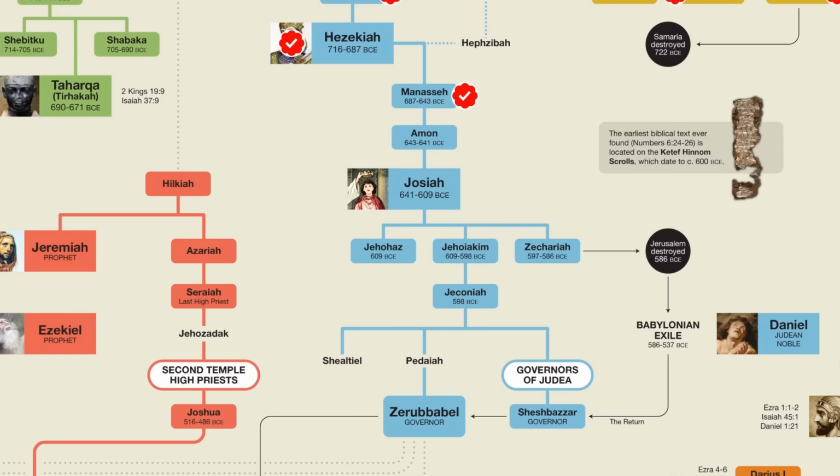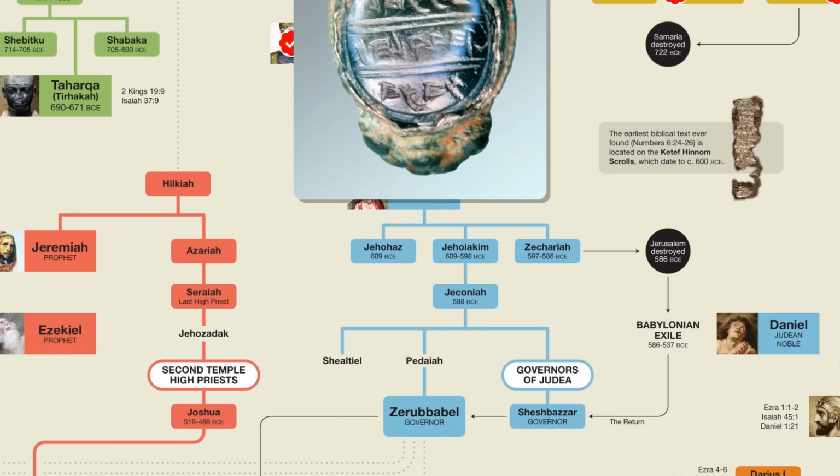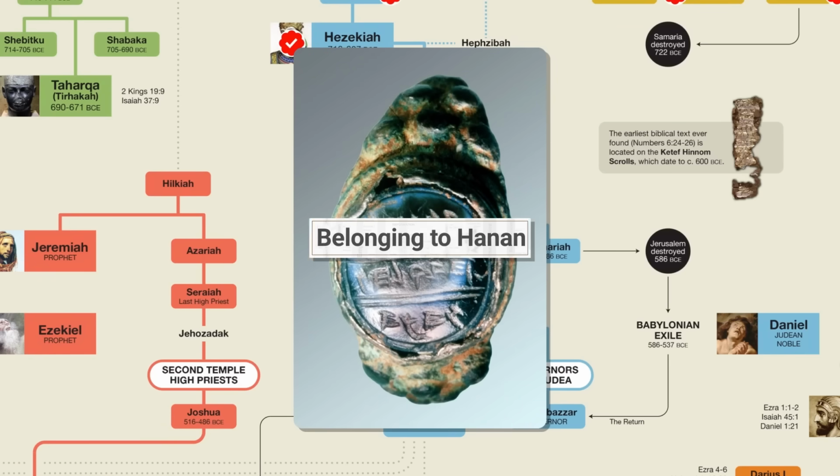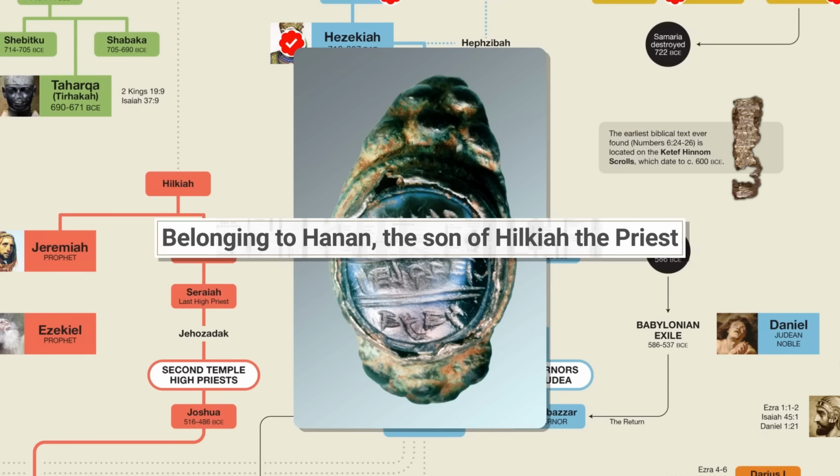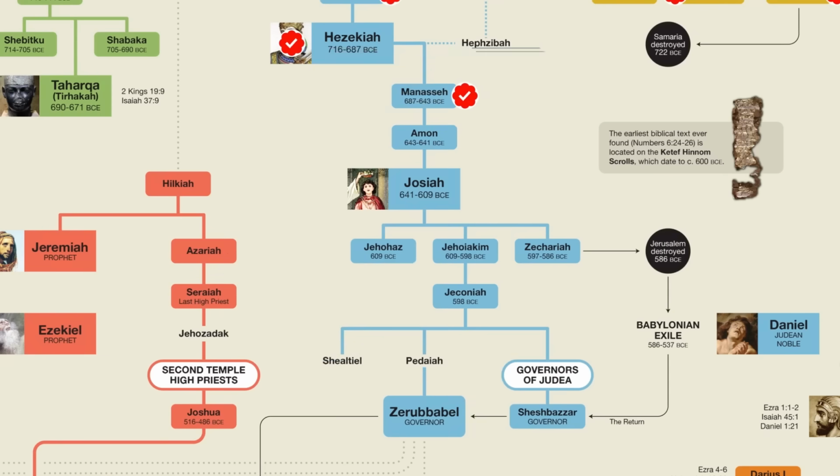In 1980, archaeologists found a signet ring which reads, "Belonging to Hanan, the son of Hilkiah the priest." Because the ring was able to be dated to the time of Josiah, and because the word priest appears on it, this is almost certainly evidence that the Hilkiah of the Bible was indeed a real person. Now, up to this point, I haven't mentioned any Egyptian pharaohs.